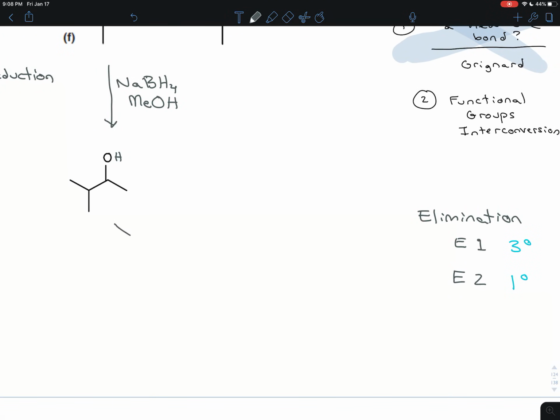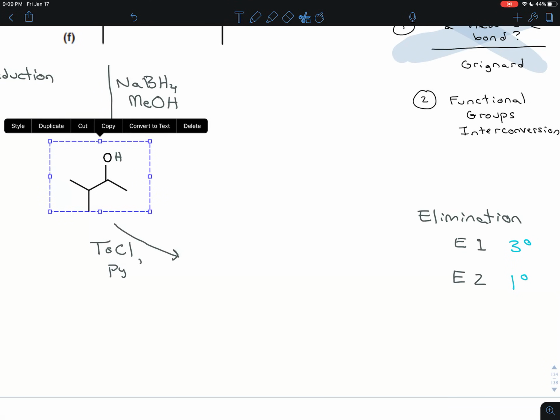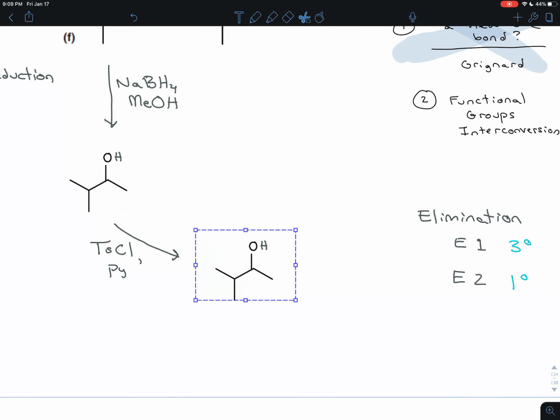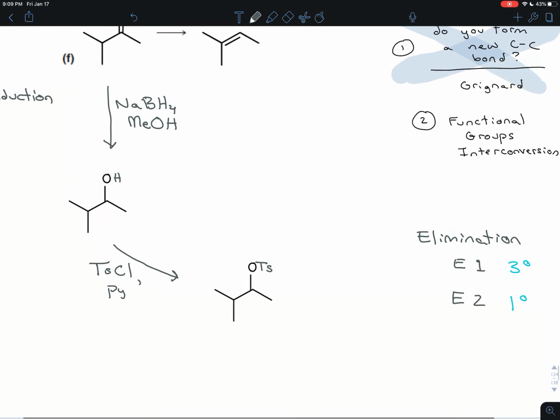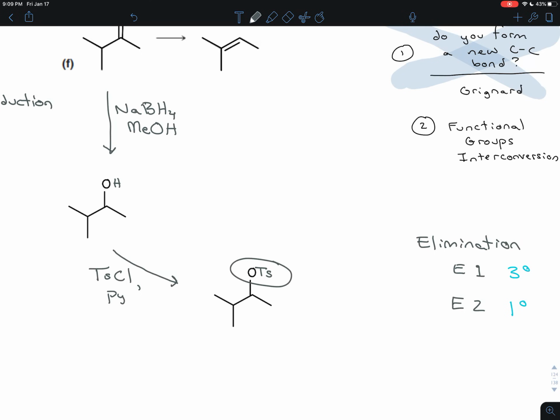So with E2, you would first need to turn the OH into a good leaving group. And you do that by adding tosyl chloride and pyridine. What you get after that step, instead of a hydrogen there, is a tosyl group. So this is a good leaving group. That's what you would want to see when you see that OTs, good leaving group. And we drew the structure for that before.